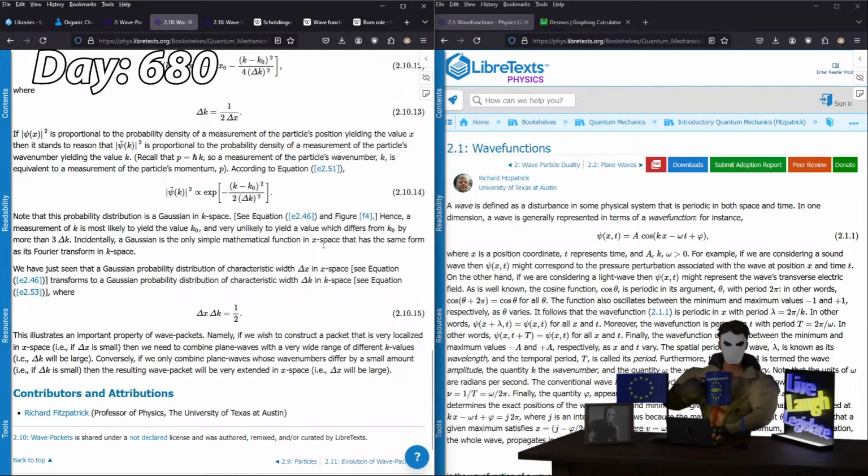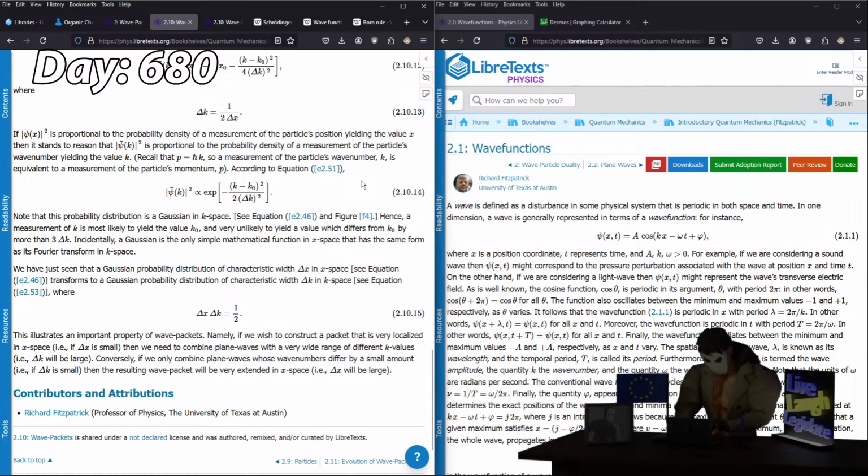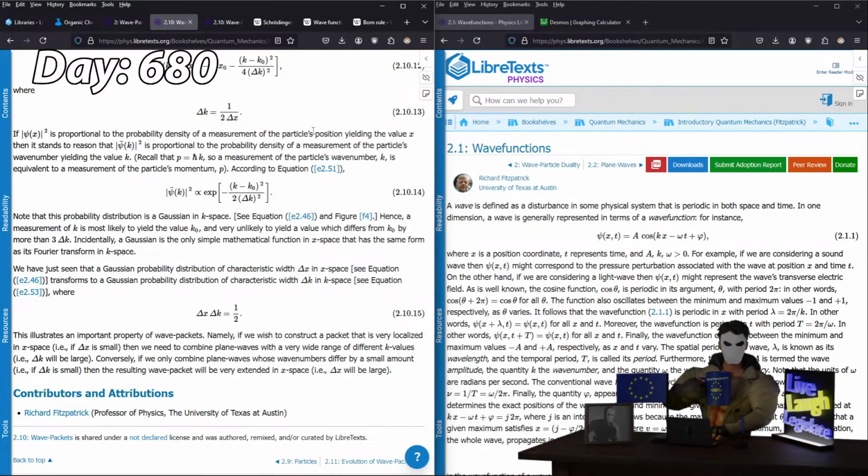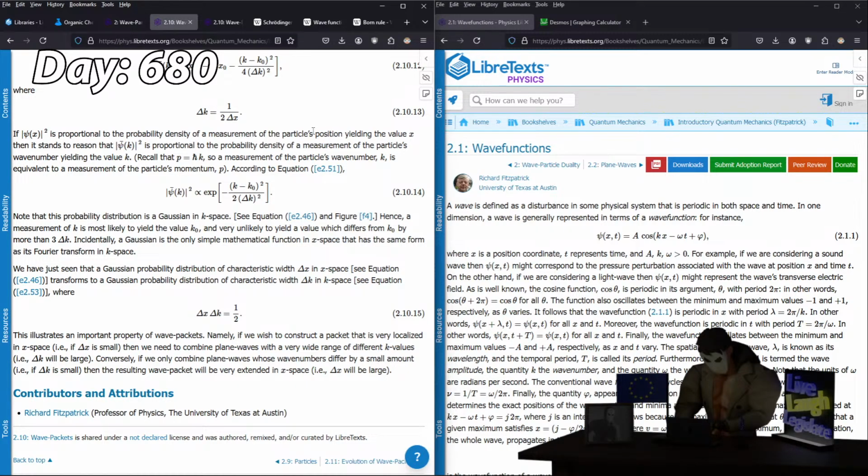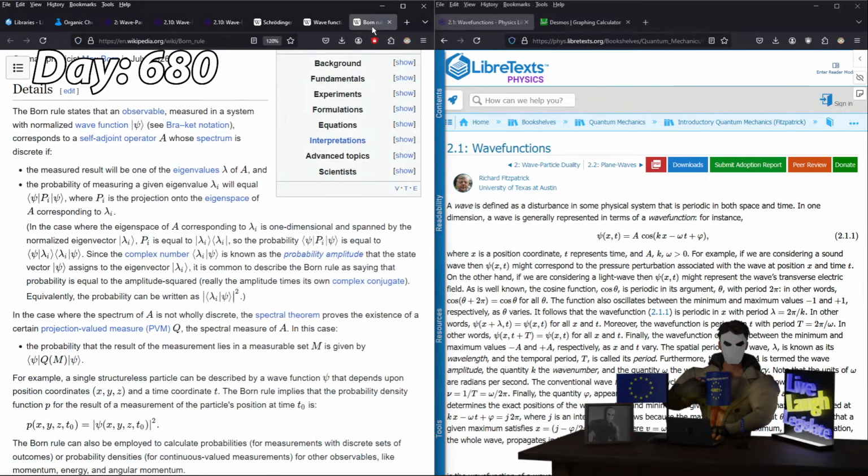If it's proportional to the probability density of a measurement of the particle position, I really wish there was some link here to tell us where that assumption comes from. But I mean, fine. It's fine, whatever. I can find it myself. But if measured in the system of normalized wave function with self-adjoint operator A whose spectrum is discrete, well, okay. We want eigenvalues of A, and then the probability of measuring the given eigenvalue will be equal right here. Okay.